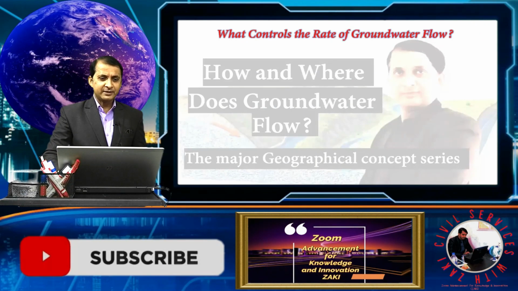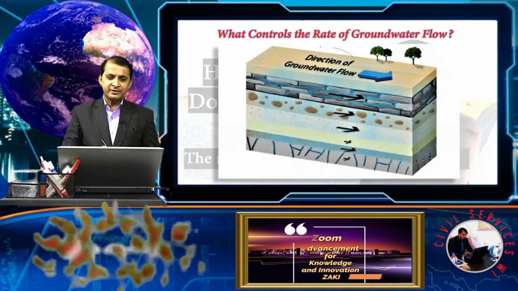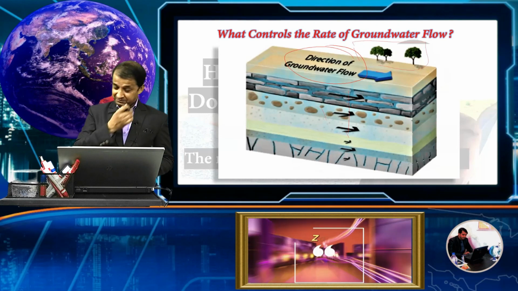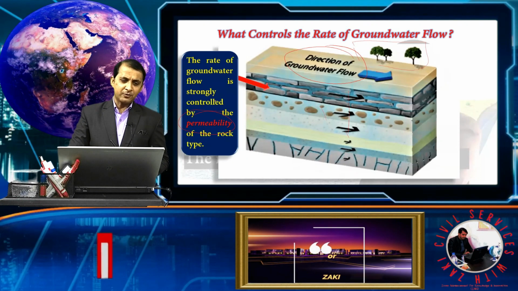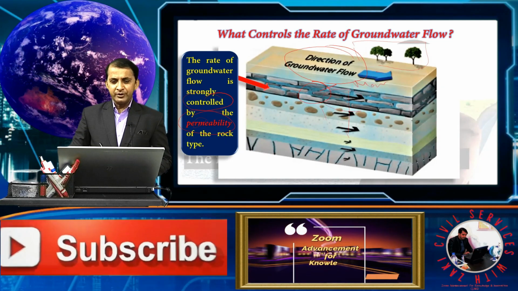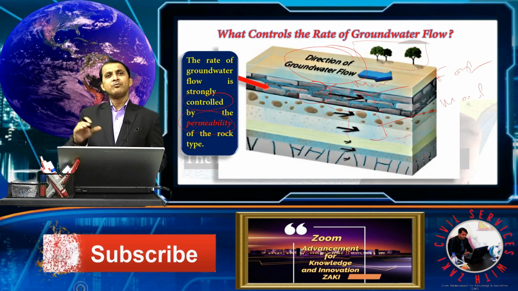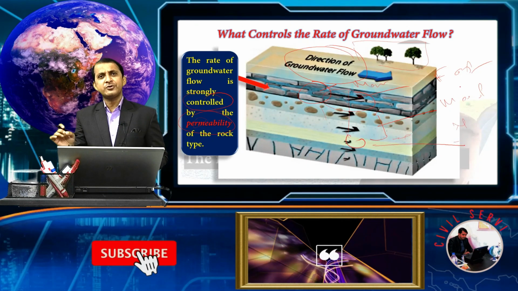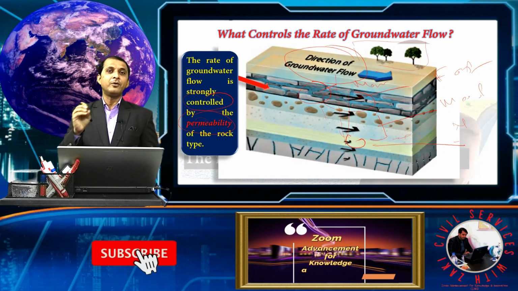So let's move forward and see another thing: what controls the rate of groundwater flow. If we see some topography and the direction of groundwater flow, permeability is the most important thing. The rate of groundwater flow is strongly controlled by the permeability of the rock. If permeability is high, then the flow is fast. If permeability is moderate, then it flows moderately. But if the permeability is very low, there is very slow flow or no flow. That's why permeability greatly controls the flow of groundwater.